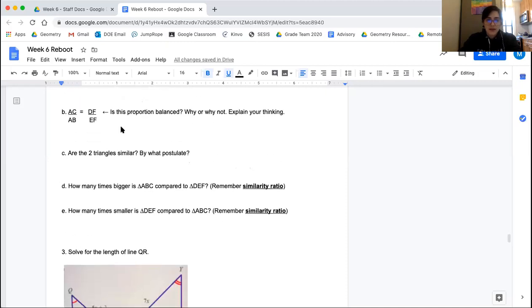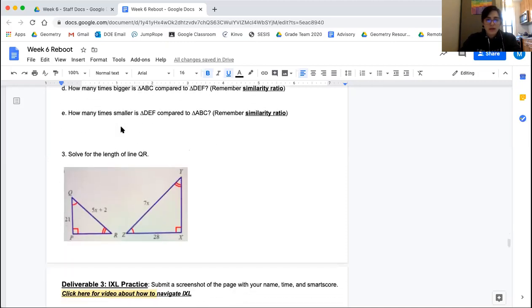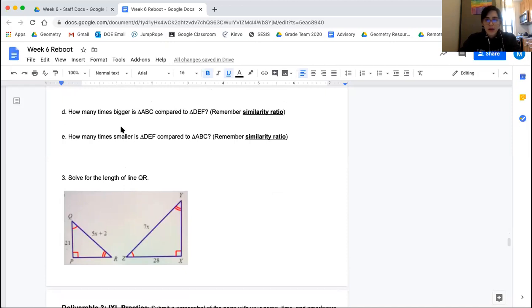You guys got this. I do want to take a quick look at number 3 together. You're going to get a lot of questions using this skill when you go to IXL. So I want to make sure we have it covered here so that you can practice on your own more on IXL. So for this question, I notice right off the bat that I'm asked to solve for QR.